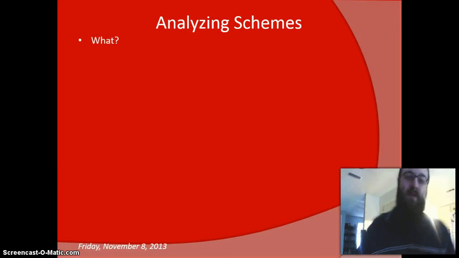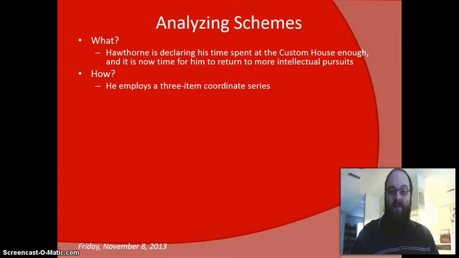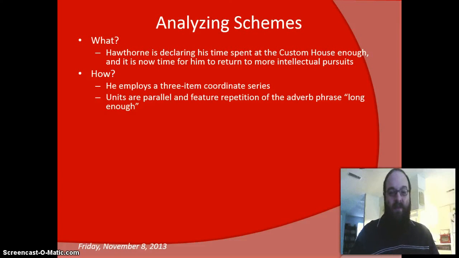Let's break this down into our three questions. The what: what is he doing? Hawthorne is declaring his time spent at the Custom House to be enough, and saying that it's now time for him to return to more intellectual pursuits. How does he go about doing this? He employs a three-item coordinate series. The units are parallel, like they should be grammatically, and feature repetition of the adverb phrase "long enough." That's a choice he made there. He wanted to use that repeated adverb phrase.